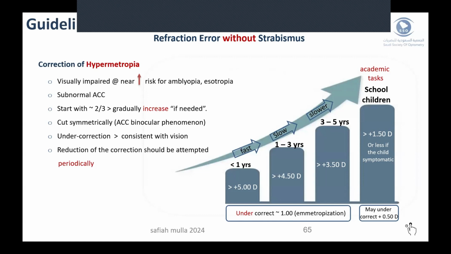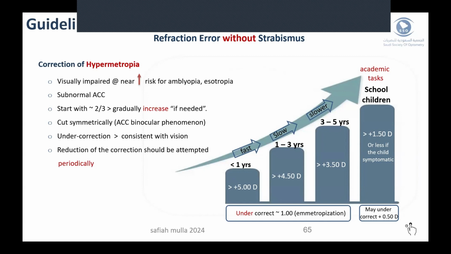So you can start with 2/3 of the correction because they are during the age of emmetropization, and then you gradually increase if they need it. You correct symmetrically between both eyes because we don't want to affect the accommodation and the binocular phenomena. If you undercorrect them, then it should be consistent with the vision. If the vision is decreased, then you overcorrect. If the vision has increased, then you can undercorrect. So it's a balanced method, our trial method in the clinic.